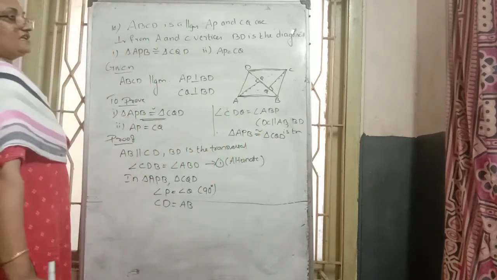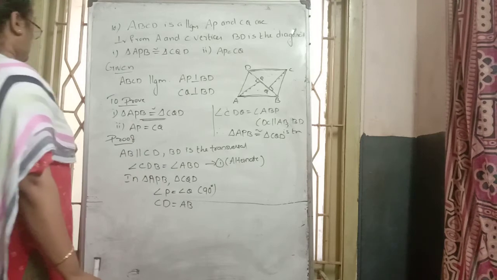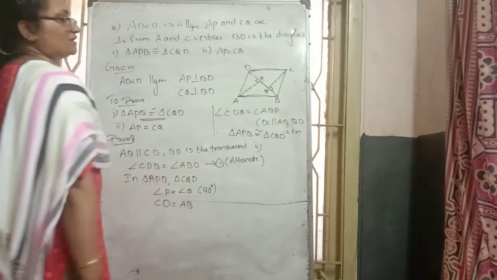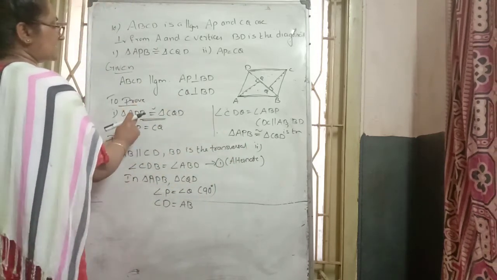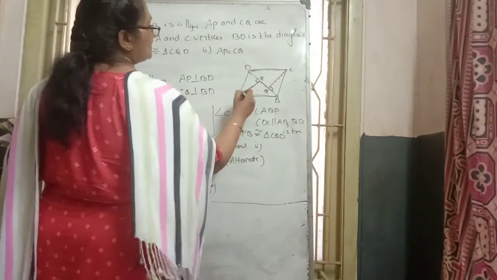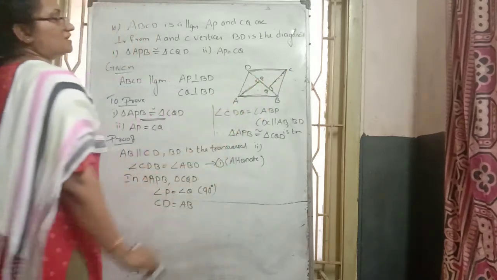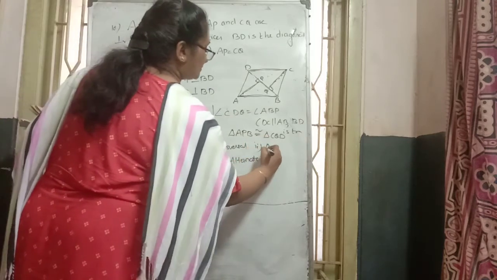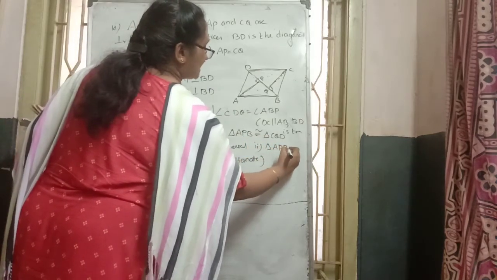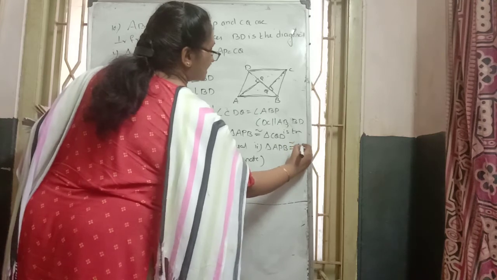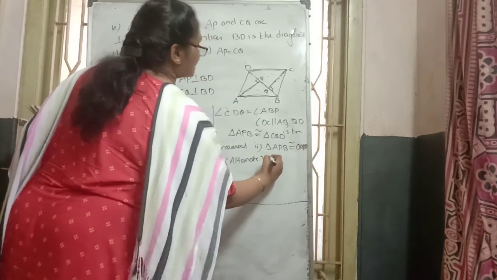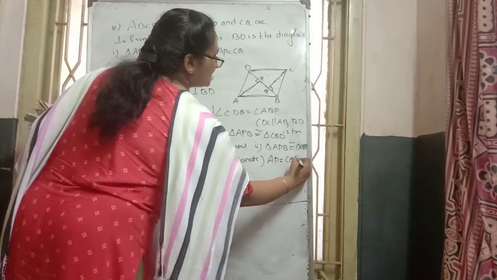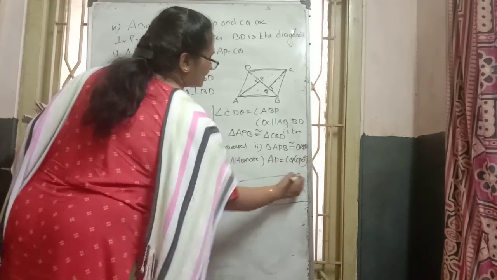So the first part is completed. Then how can we prove the second part? Already we proved that the triangles are congruent, and AP and CQ are corresponding sides of those triangles. That's why side AP is equal to side CQ by CPCT. We can prove this case.